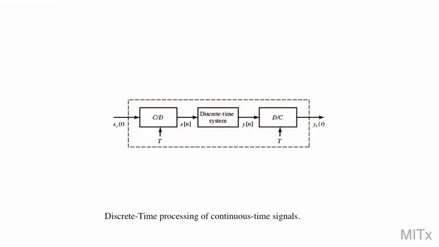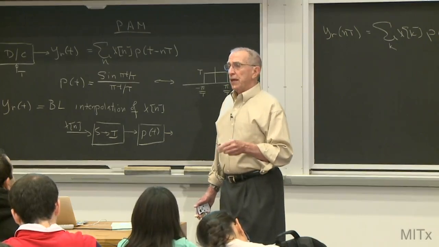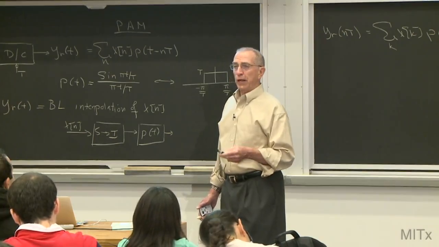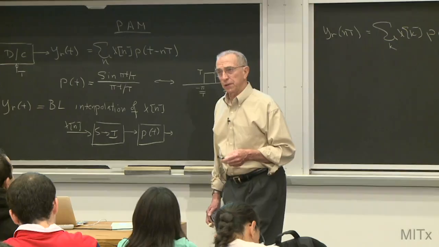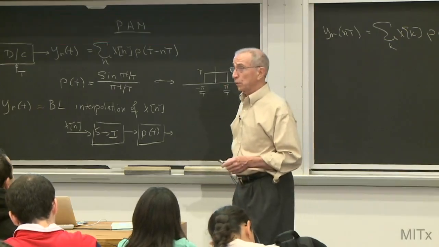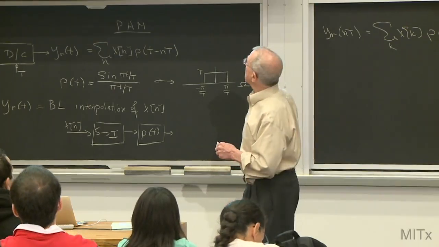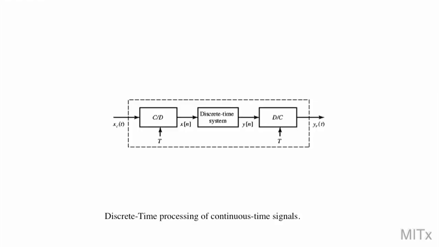So in fact, when you're doing discrete time processing of continuous time signals, you often can allow aliasing in the C to D converter, in practical terms, if those alias components end up, in any case, being eliminated by the discrete time system. And it's just important to park that point away in your mind so that you clearly understand it.